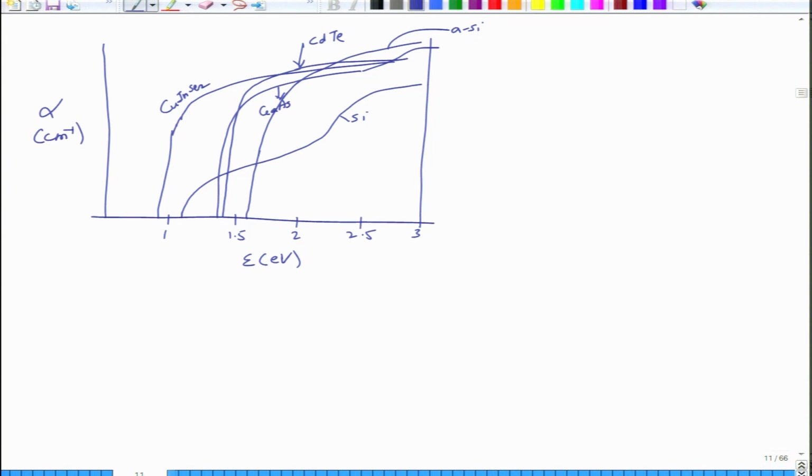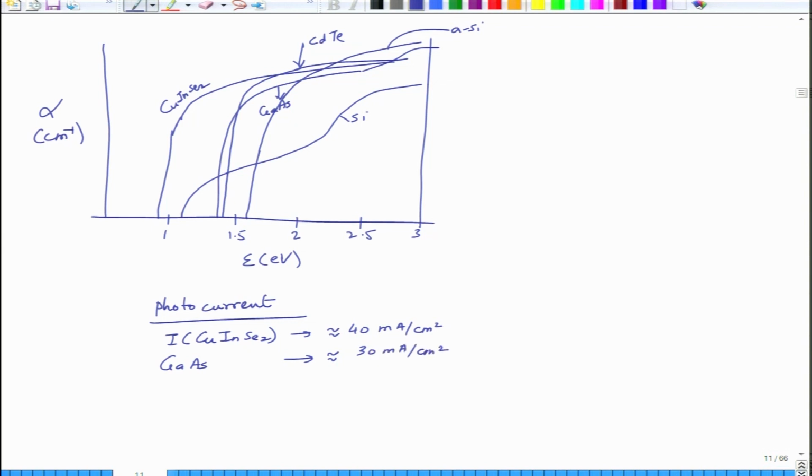So the photocurrent of, for example, copper indium selenide can be quite high, it could be nearly 40 milliamps per centimeter square. Its band gap is also lower and its absorption coefficient is also higher, it can give you pretty high photocurrents. If you look at gallium arsenide, it gives you values of the order of 30 milliamps per centimeter square. Cadmium telluride gives you of the order of about 25 milliamps per centimeter square.